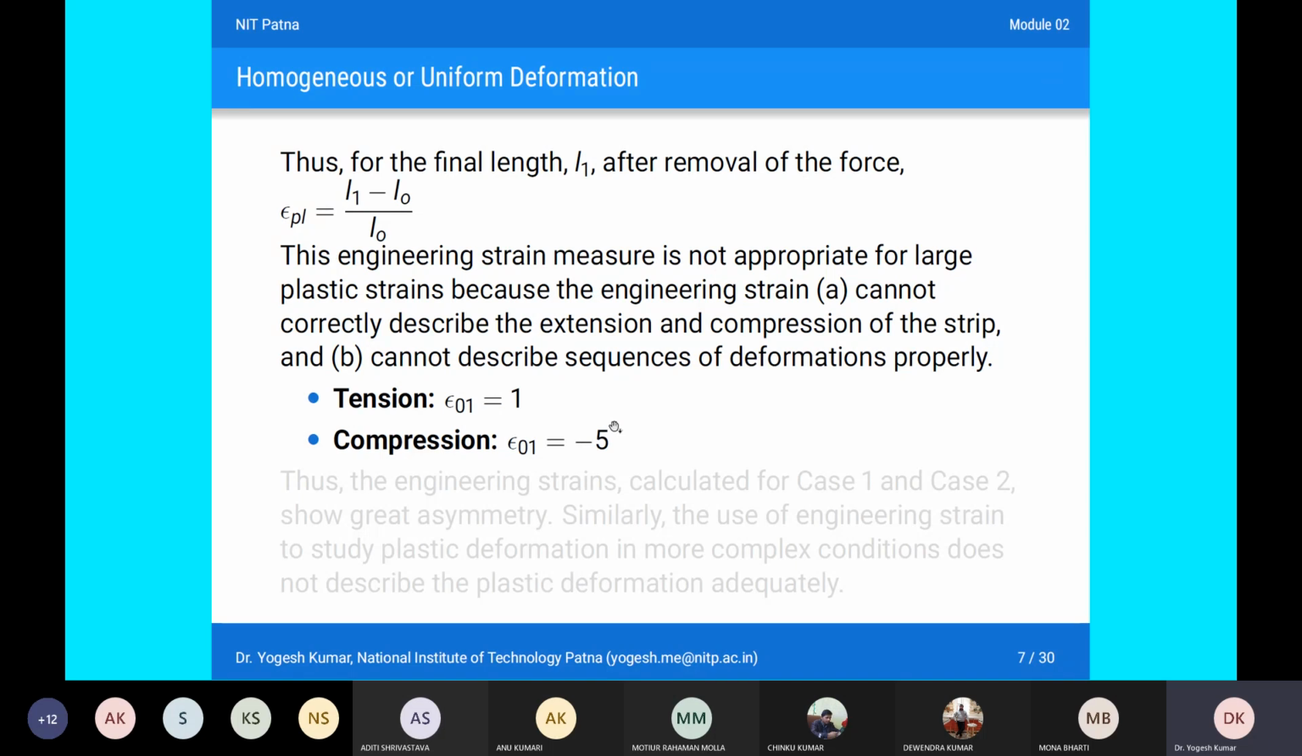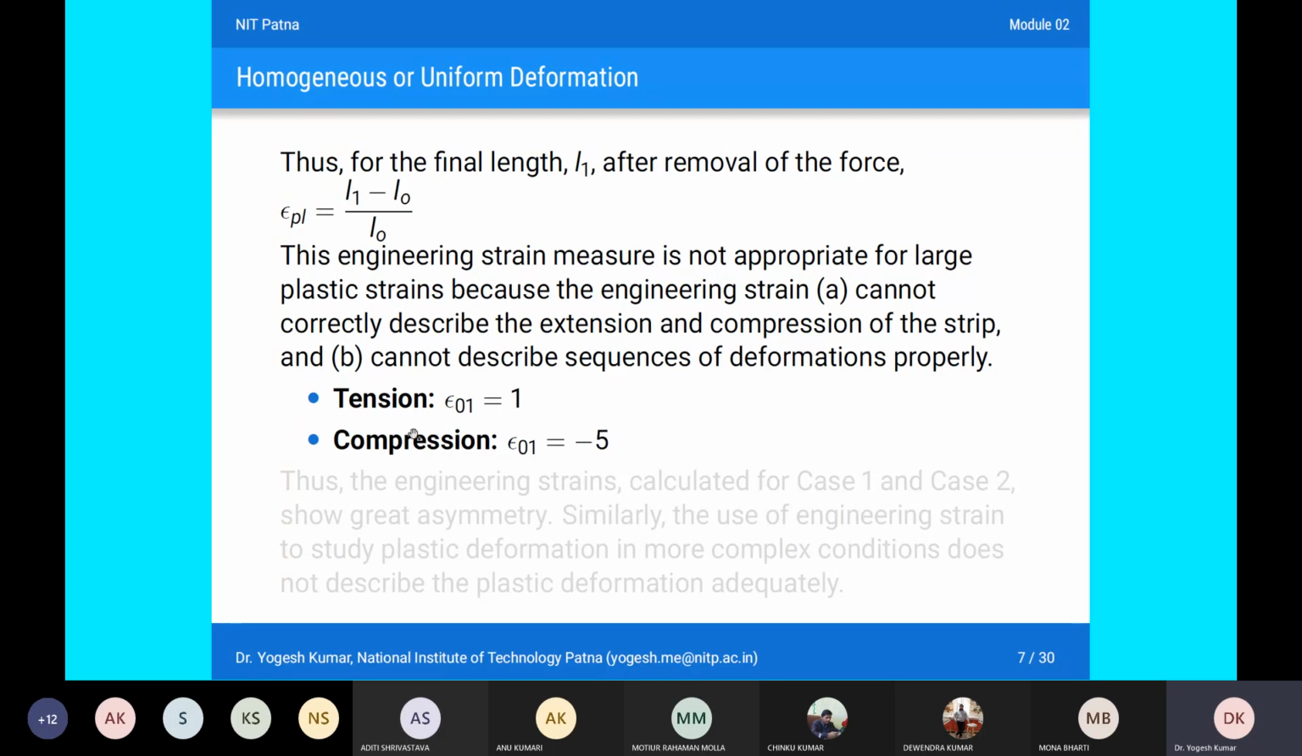Actually, I typed this PPT yesterday night, and I couldn't check it for revision. So it is not 5, it is minus 0.5. Okay, so in the compression test, your total strain is coming to 0.5.